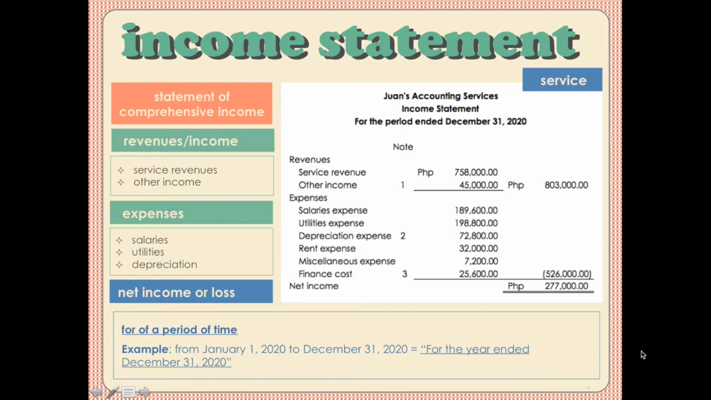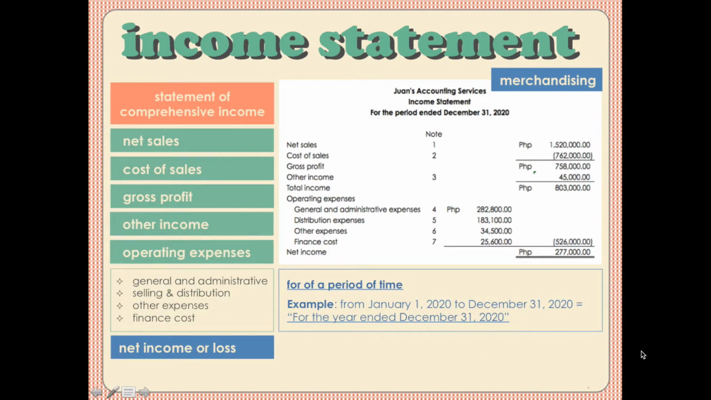Here is another sample of an income statement which is used by merchandising businesses. So unlike the previous income statement, here we have additional information which is specific to merchandising businesses. We have net sales, the cost of sales, and gross profit.